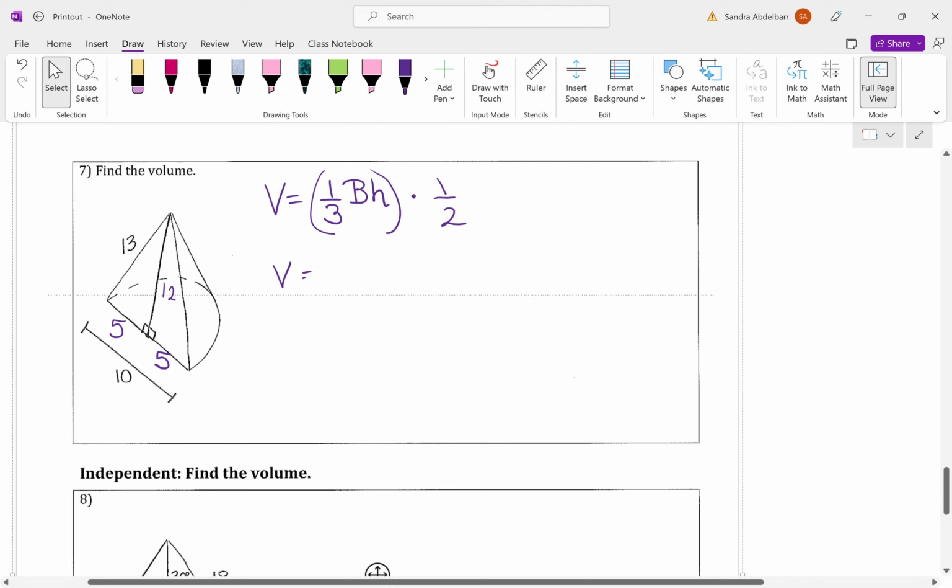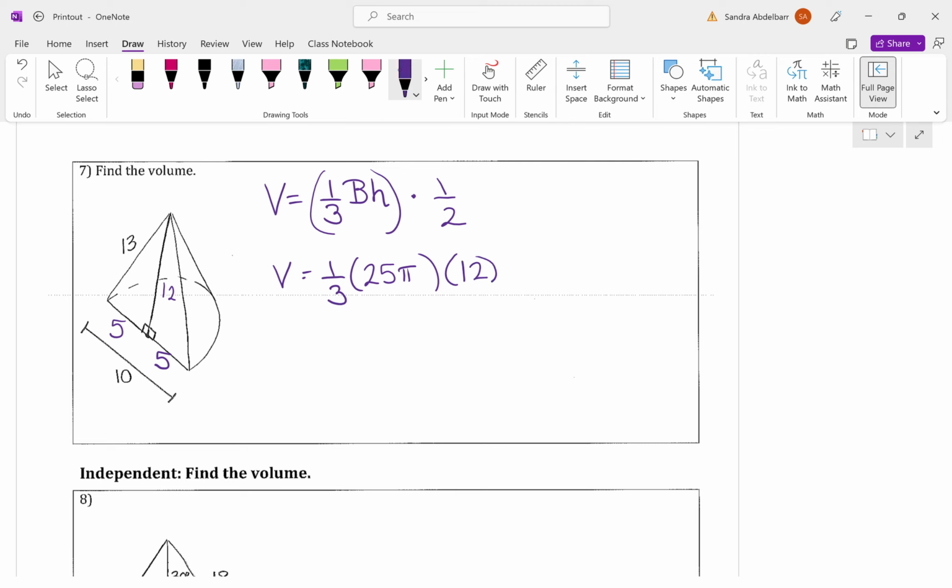All right, so now we are 1/3. Area of the base is 25 pi times the height is 12 times a half. So 2 goes into 12 6 times. 3 goes into 6 2 times. Do y'all see how I did that? No, it's 4. 3 goes into 12 4 times. Okay, you want to do it that way? I did the 2 first. Look what I did. Oh, you did that. It's the same thing though.